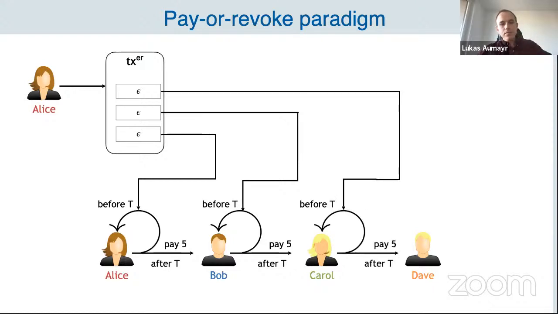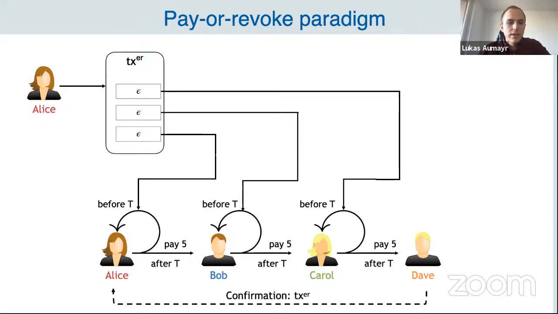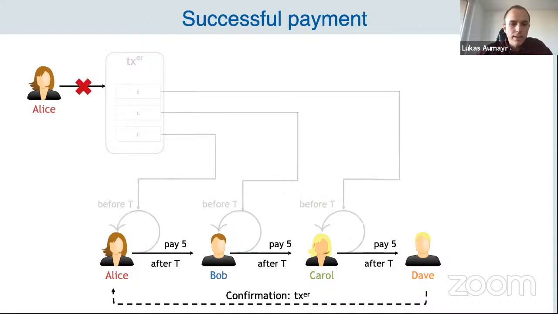Right. After this, Bob will go ahead and create the same with Carol, and Carol will go ahead and create the same with Dave. Now, Dave sends back to Alice a confirmation of the TXER that Carol used in their channel for her refund transaction. And now there are two different ways. Either the confirmation is a correct one, meaning that the TXER that Dave sent back to Alice is the one that Alice created in the beginning. In this case, Alice can simply go idle because she can be sure that after the timeout T expires, Dave will get the money.